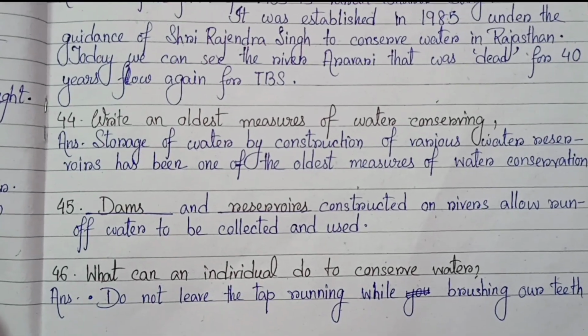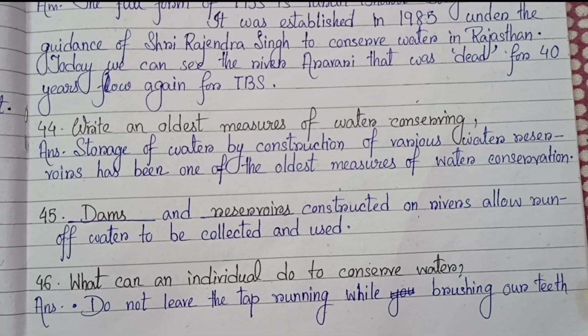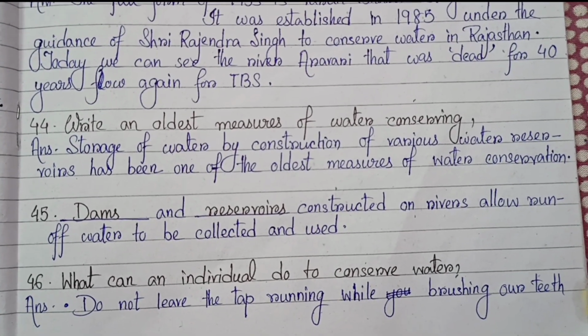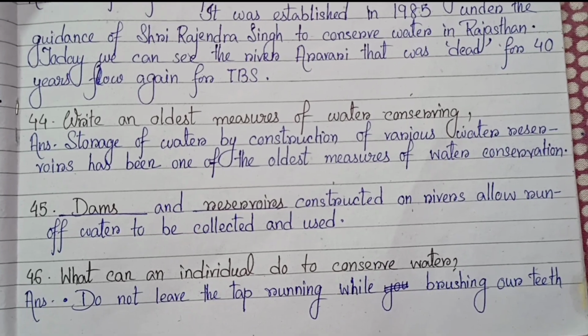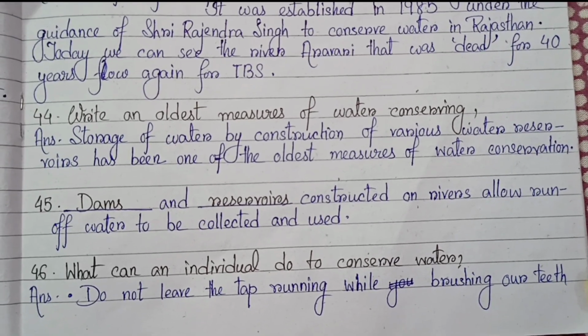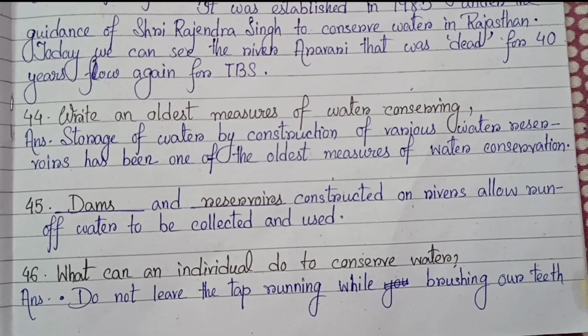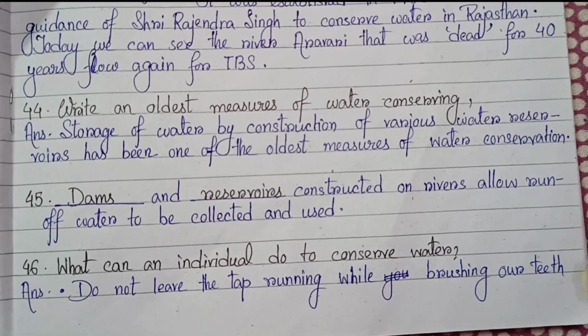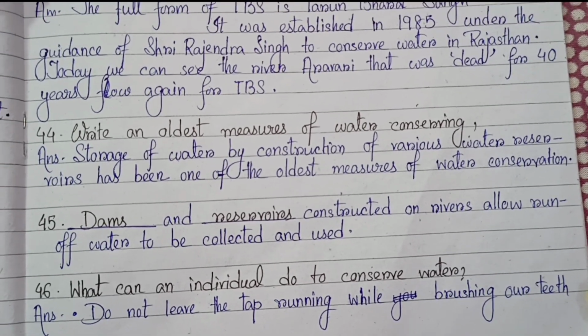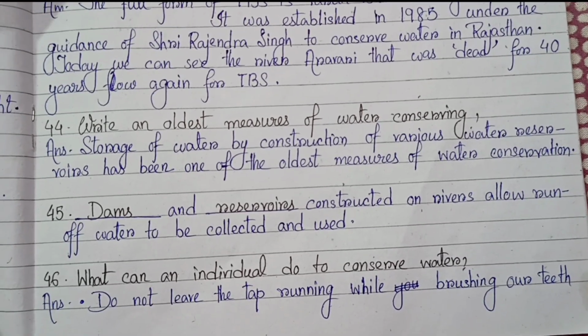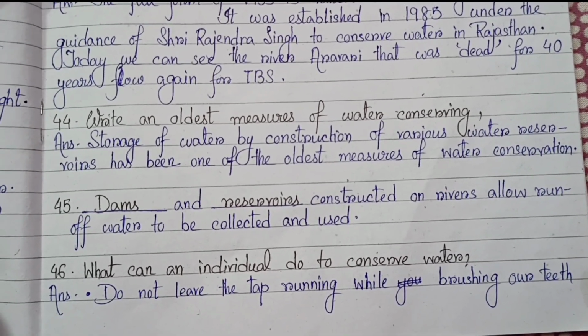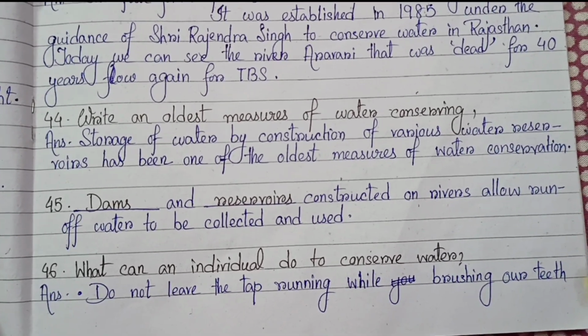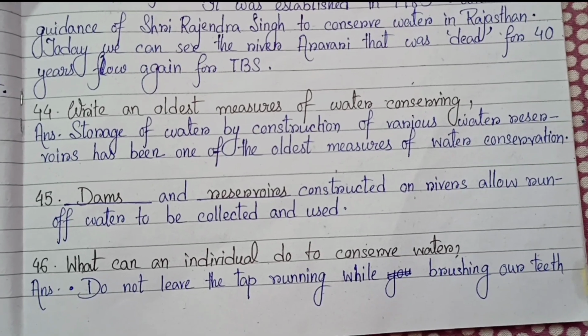44, write an oldest measure of water conserving. Storage of water by construction of various water reservoirs has been one of the oldest measures of water conserving. Number 45, dams and reservoirs constructed on rivers allow run-off water to be collected and used. 46, what can an individual do to conserve water?